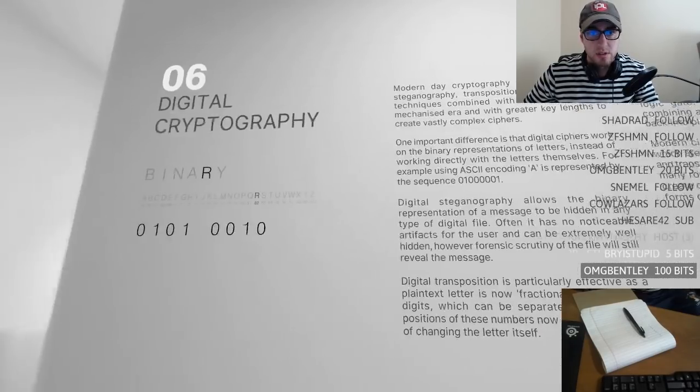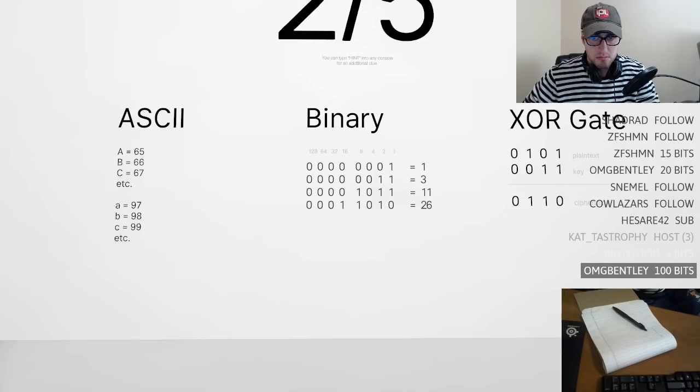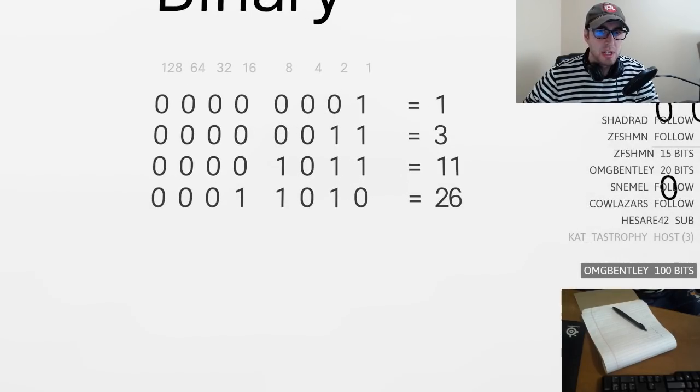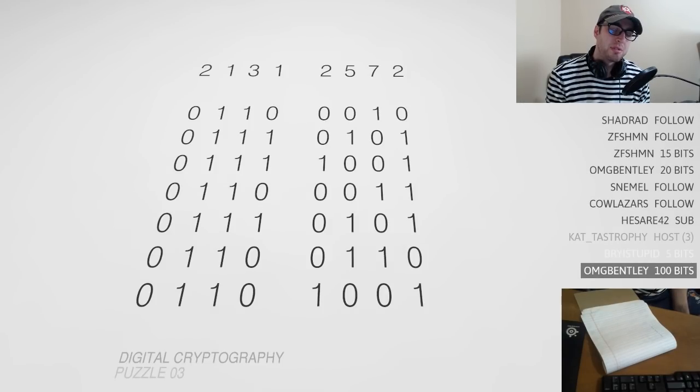I know. It's just so hard to fractionalize into many digits, which can be separated. Shuffling the positions of these numbers now also has the effect of changing the letter. What if we need to actually get these back to binary? We have 3 2s up there. 3 2s, 2 1s. There's 7 max. 7 is max, right? Okay. 7 is max. So 3 bits is enough to represent each of those numbers.